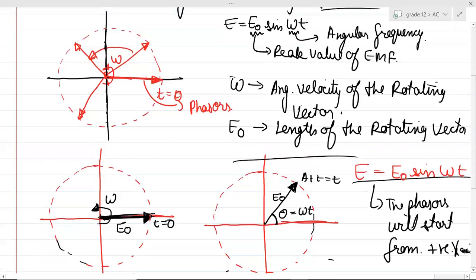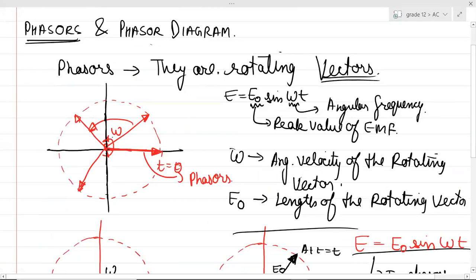So guys, let me explain you once again. Everyone understood what exactly a phasor is? A phasor is basically a rotating vector. That vector can be of anything. We can make it for current, we can make it for potential difference, we can make it for EMF, anything. It's just a representation of this to this, right?